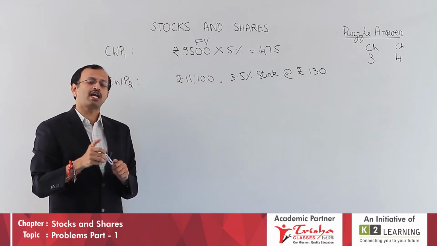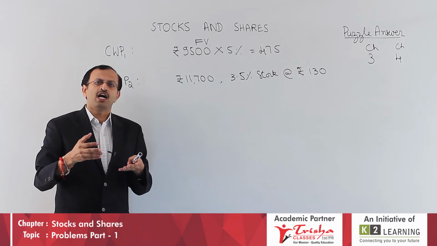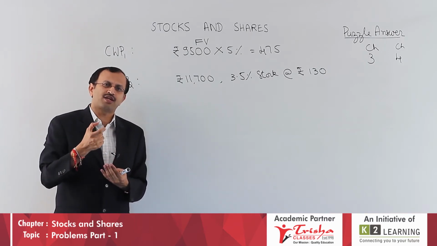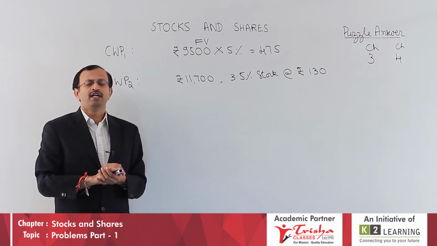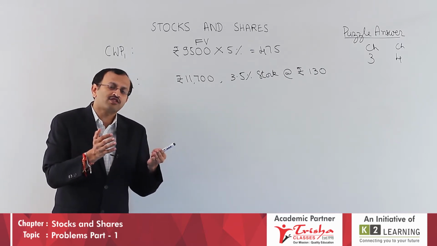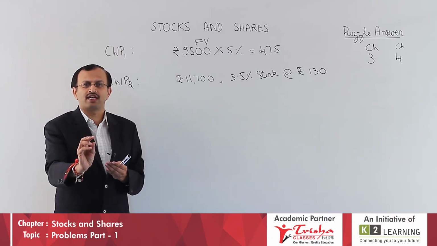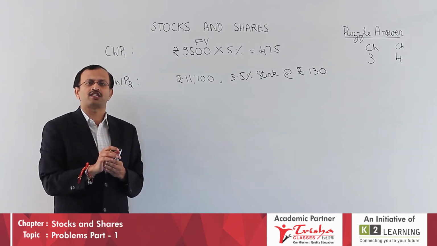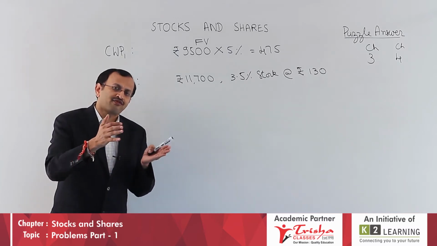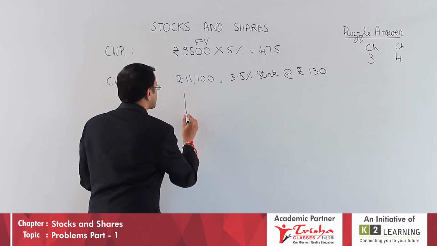How much stock can be obtained? It says you have to invest 11,700. How much stock can be obtained implies how much is the face value of the stock you are holding. If I give 11,700 in the market for that particular security or stock, how much is the face value of the security I am getting? So shall we consider it like this?